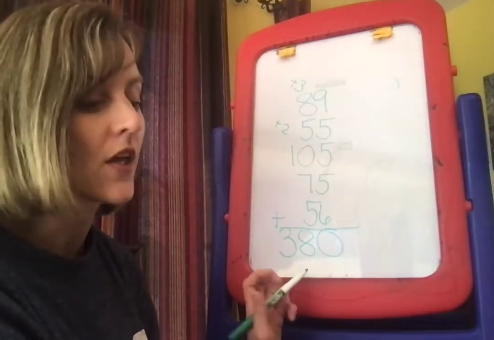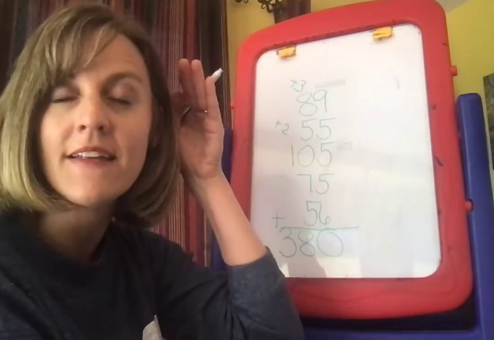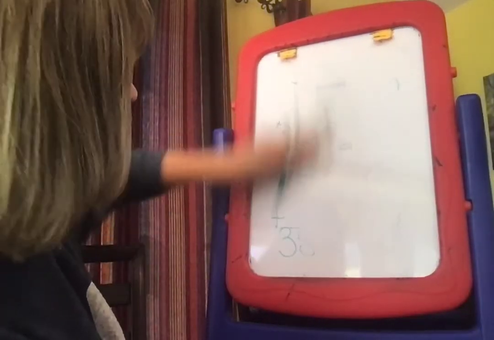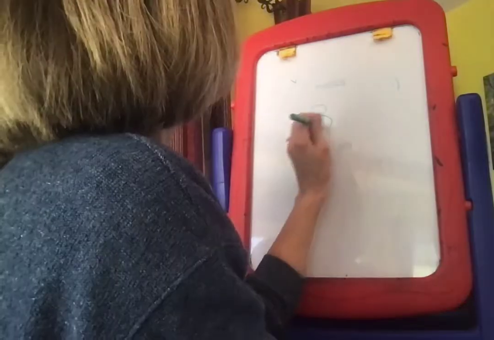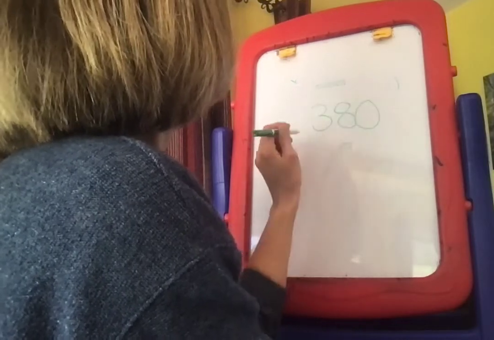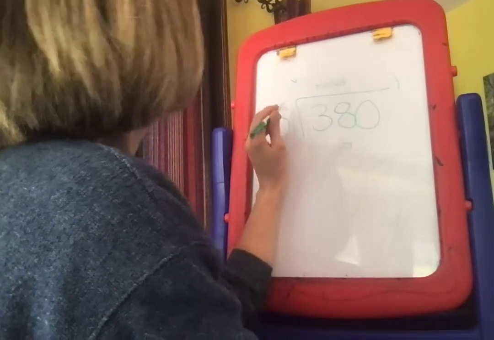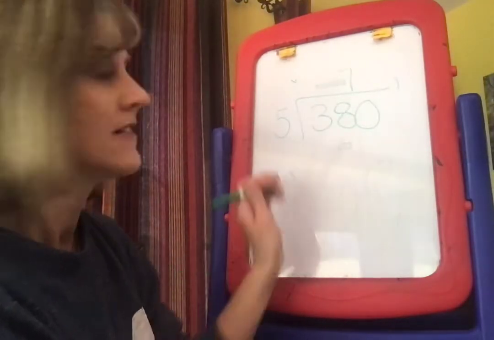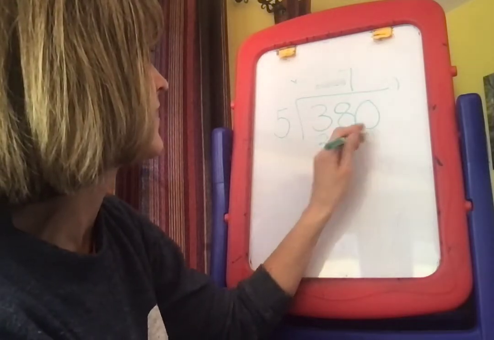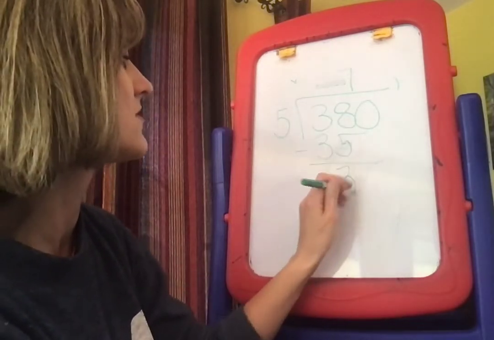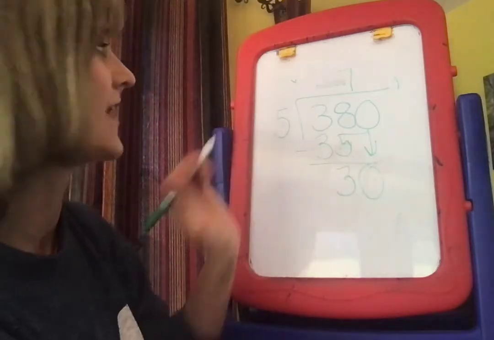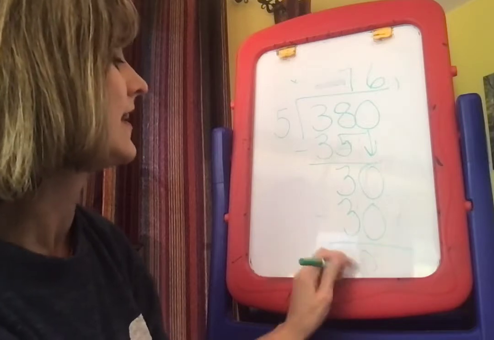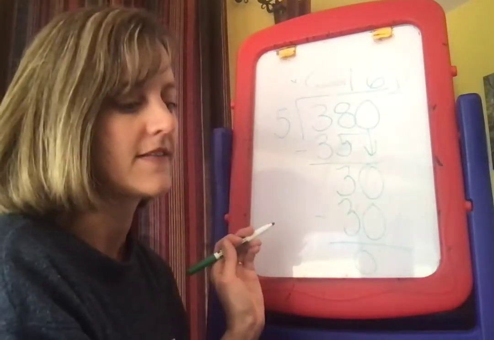Now, class, what are we going to divide by? How many numbers have we added? Say it. 5. So we're going to do 380 divided by 5. Okay, so 38 divided by 5 would be 7. 7 times 5 is 35. Subtract, that gives us 3. Bring down our 0. 30 divided by 5 is 6. 6 times 5 is 30. And our average for the second one is 76.